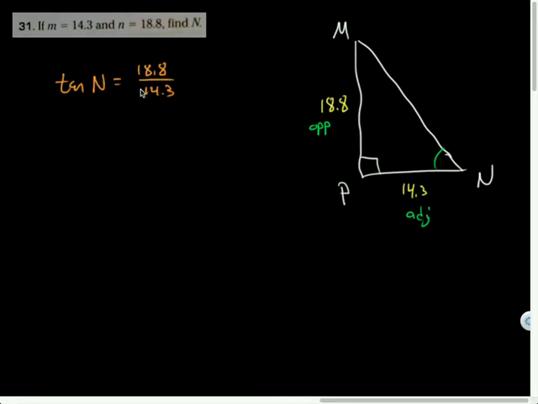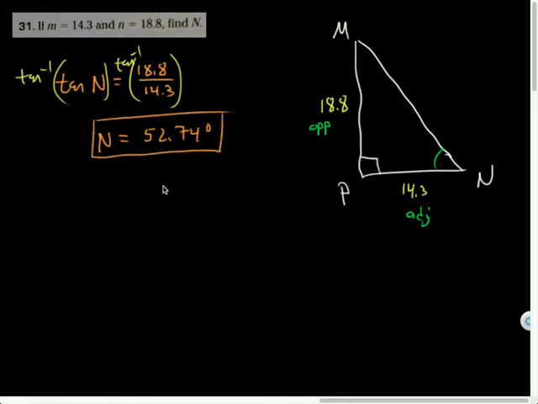Tangent is one of the ratios, if you include the reciprocal ones, that can be bigger than 1. Sine and cosine cannot be. So if I tan inverse both sides, we've got cap N is equal to that, so I'm going to hit in my calculator second tan inverse, 18.8 divided by 14.3, close parentheses, and I get N is equal to 52.74 degrees.